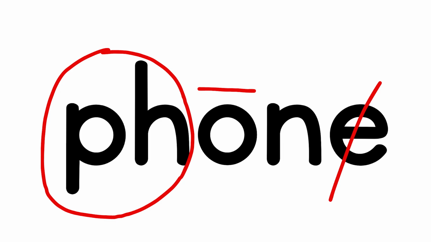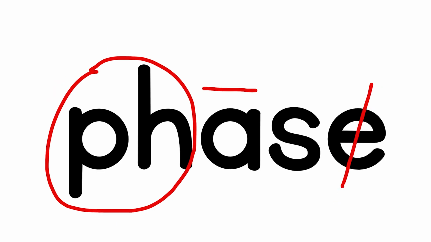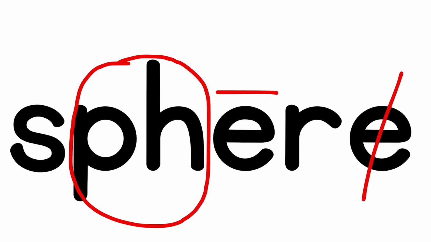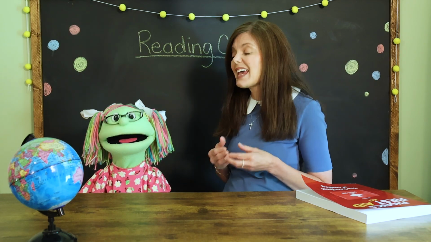Phone. Phase. Graph. Sphere. You did a great job. Remember to keep practicing. It might take a while, so take your time. Practice through that list until you can read it with little to no mistakes before moving on to the next reading lesson.